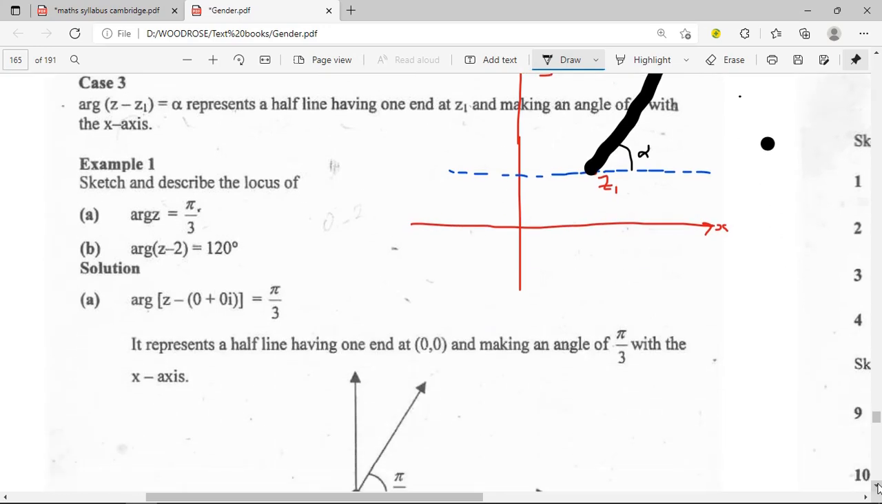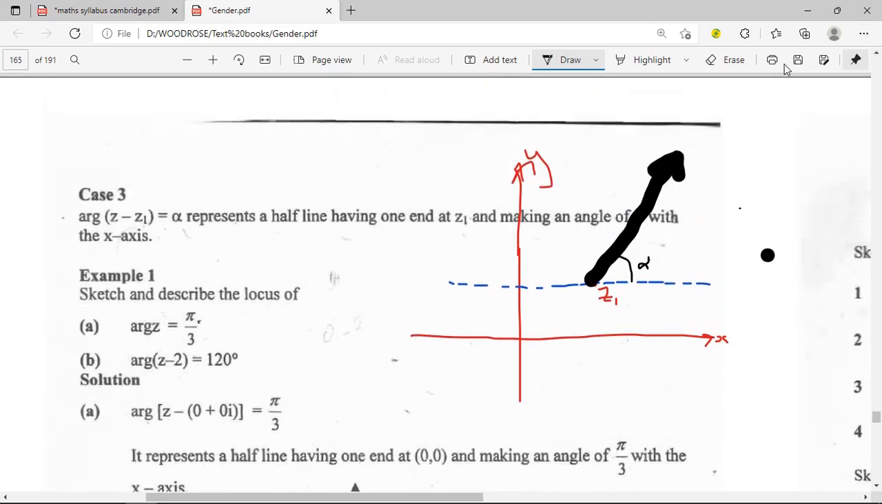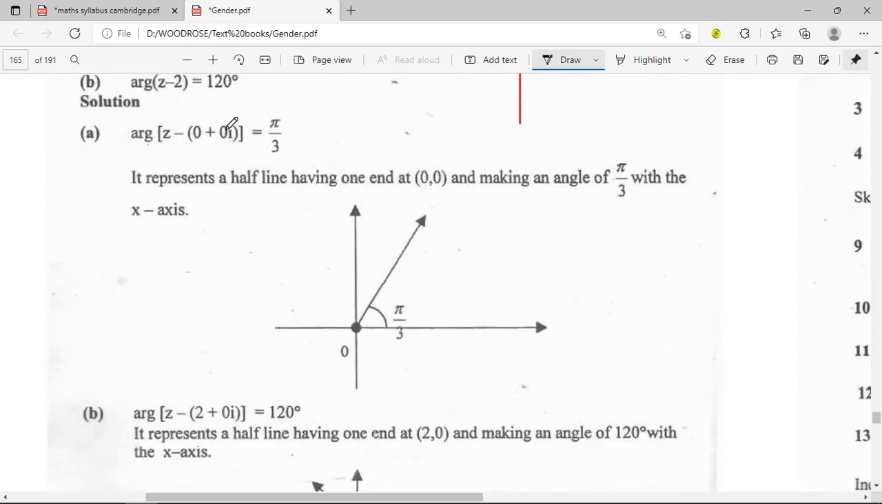You can pause the video and do the sketches on example A and B. As you can see, this one, you rewrite in this form: argument of z minus z1. So here we only have z, so it will be argument of z minus 0 plus 0i is equal to pi over 3. Then we have a line segment starting at the origin and making an angle of pi over 3. Then you just indicate with an r. Then you are done.